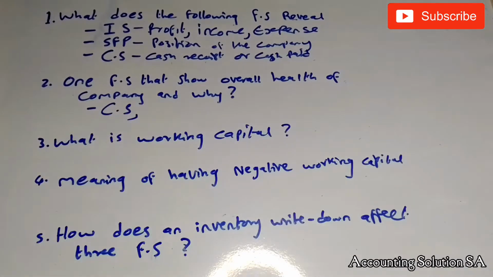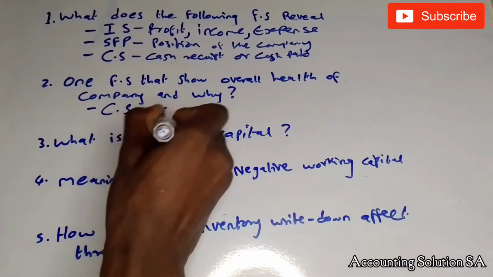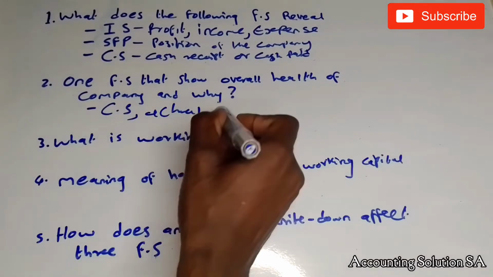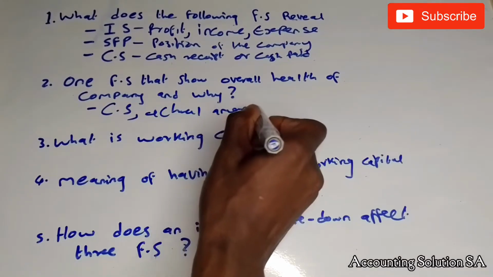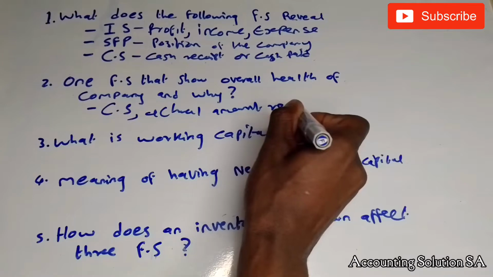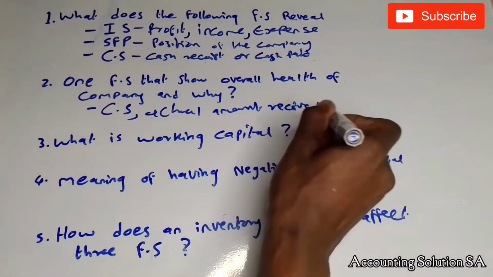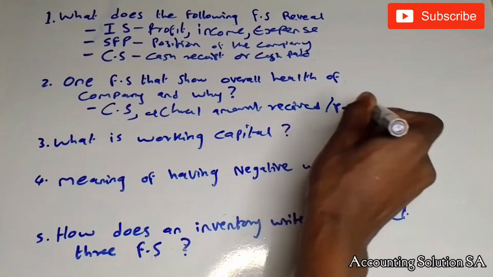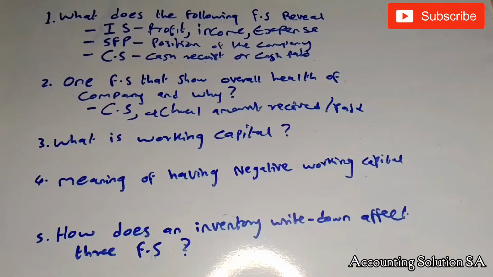Because this statement reveals the actual amount received and the actual amount paid. So this statement does not deal with the estimation. It only deals with what? With the actual amount.